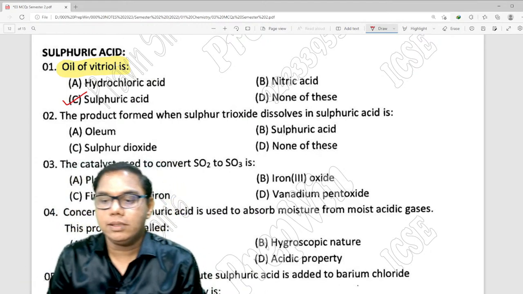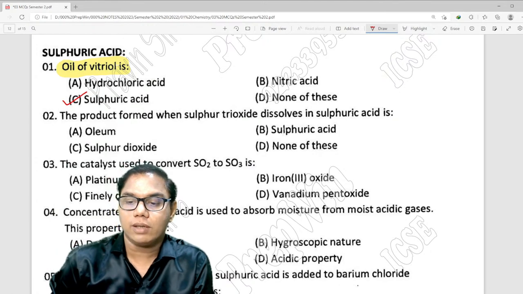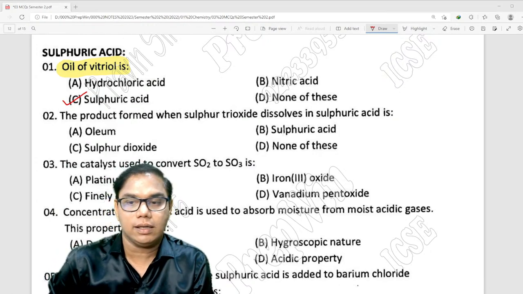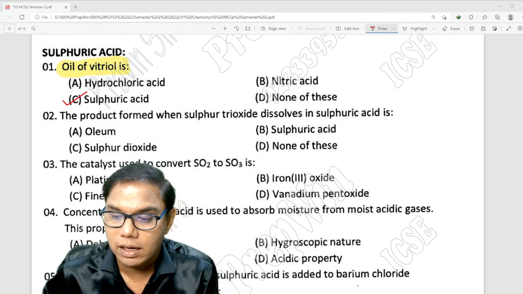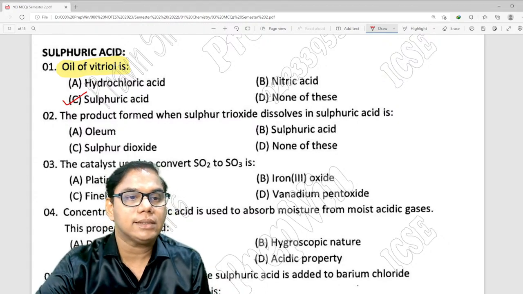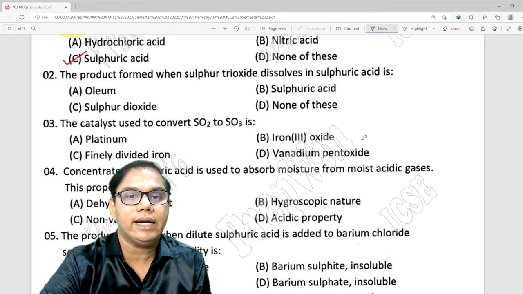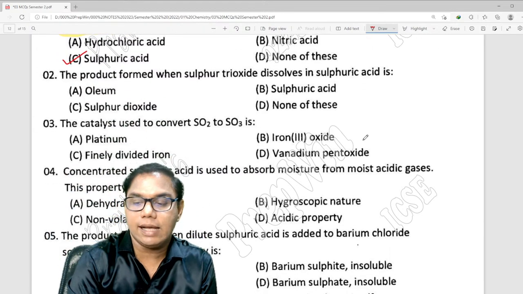Yes, simple mystery. I'll put a subject in the comment box at the end of this class. Okay, sulfuric acid. Product form when sulfur trioxide dissolved in sulfuric acid.